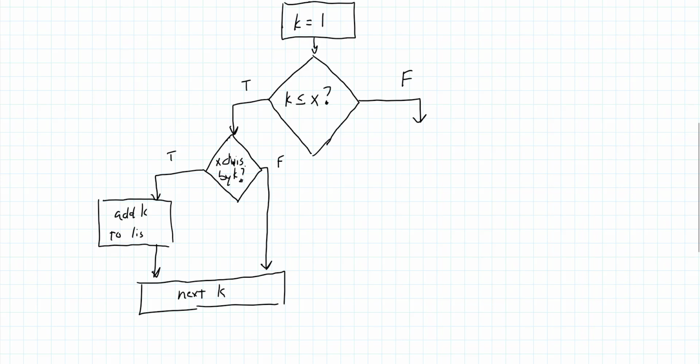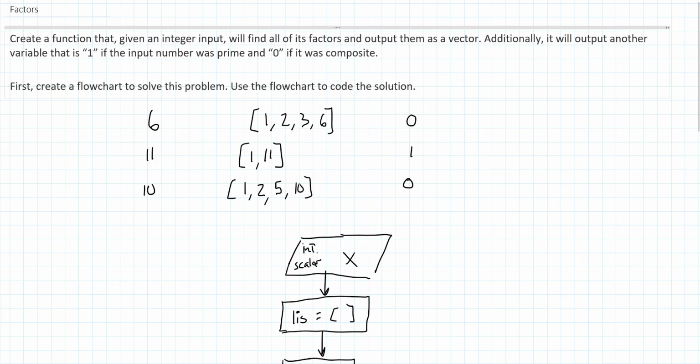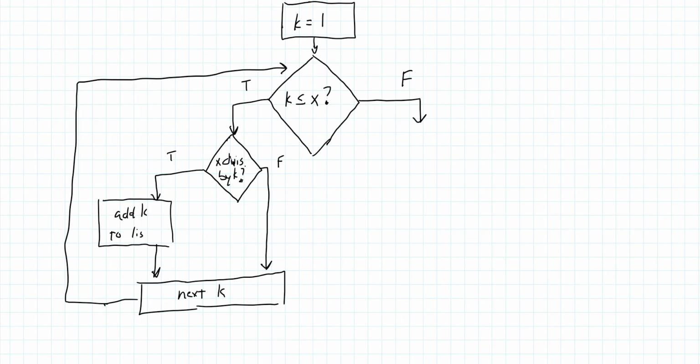Because we want to try now, k is, let's say, 2, and then say, is our given number divisible by 2? If it is, add it to the list. If it's not, then we can move on. So next k. And really that's it for this step of establishing our list of factors. So when we do next k, this is going to loop us back to this question. Is k still less than our number?